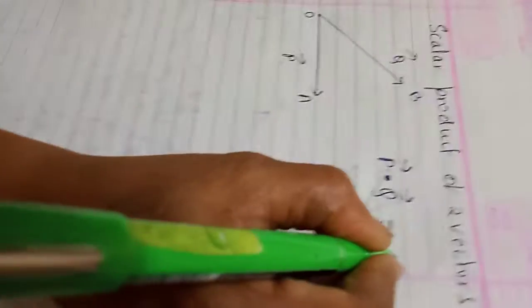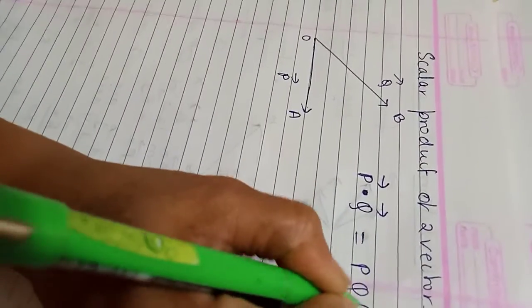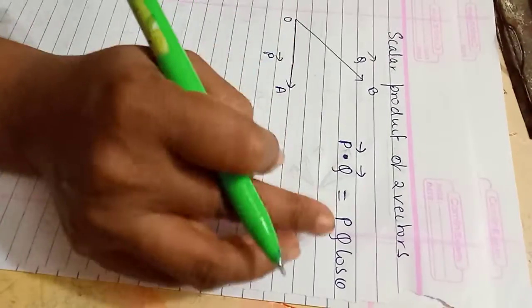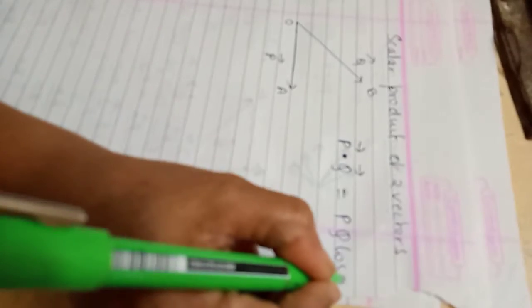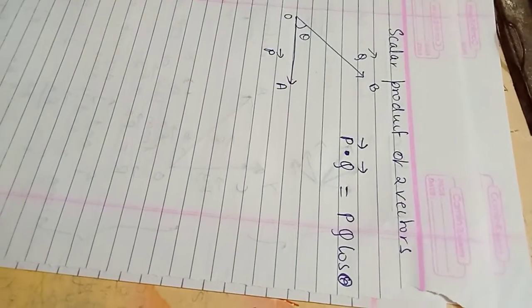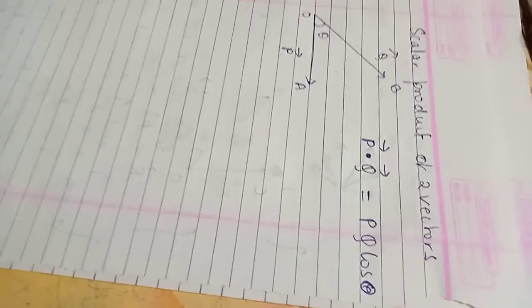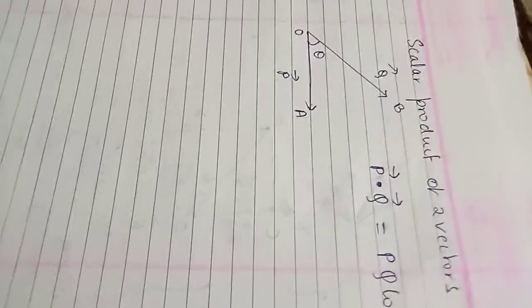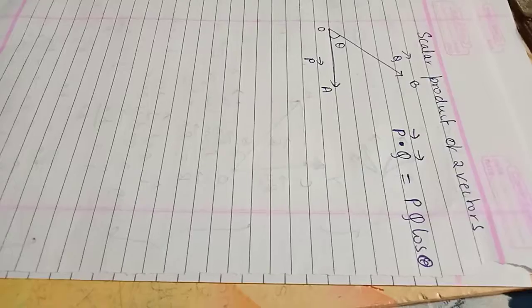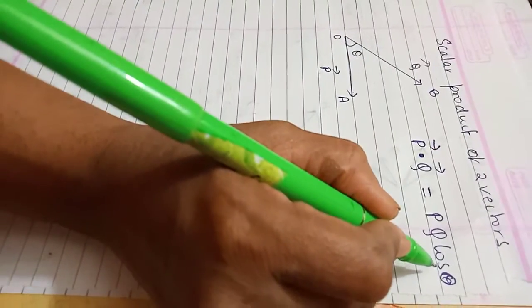It is product of the magnitude of the two vectors. You only take the magnitude, means without arrow, product of the magnitude of the two vectors and the cosine of the angle between them. If theta is the angle between vectors P and Q, then the scalar product is represented by P dot Q, which is equal to the product of the magnitude of the two vectors and the cosine of the angle between them. Cos theta. One thing, cosine of the angle between them, students.